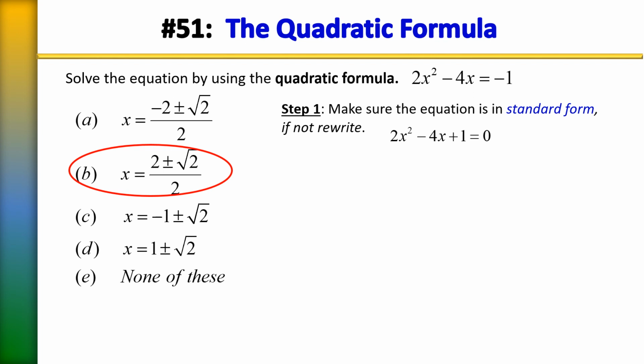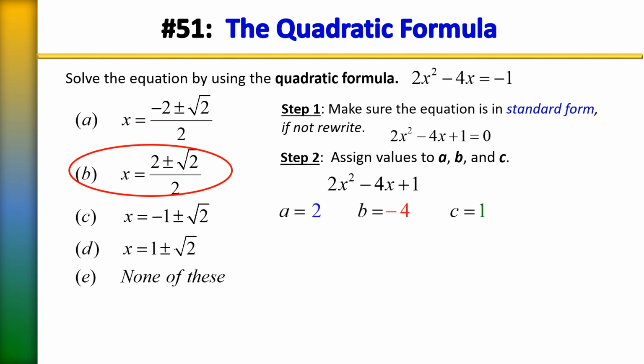And now that we have it in standard form, our next step then is to assign values to A, B, and C. Now when the equation is in standard form, the order would be the x squared term first, then x, and then the constant. So the coefficient of the x squared term we call A, the coefficient of the x term we call B, and coefficient of the constant we call C. So next, all we have to do is plug these values into the quadratic formula. So A is 2, B is -4, and C is 1.